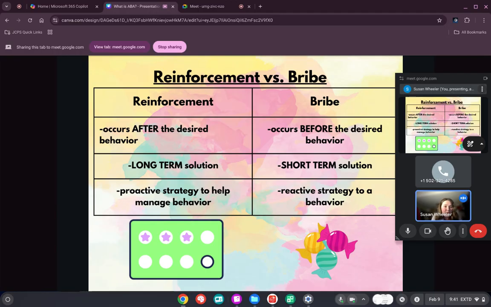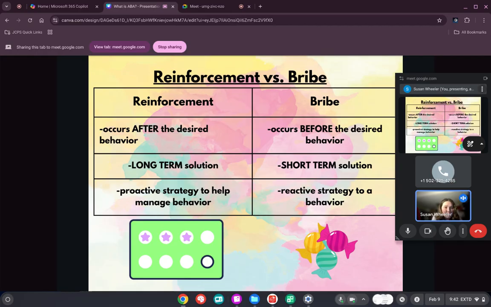So, what's the difference between reinforcement and a bribe? Reinforcement occurs after the desired behavior occurs, and it's a long term solution. It's a proactive strategy to help manage behavior. Whereas a bribe occurs before the desired behavior, it's a short term solution, and it's a reactive strategy to behavior.